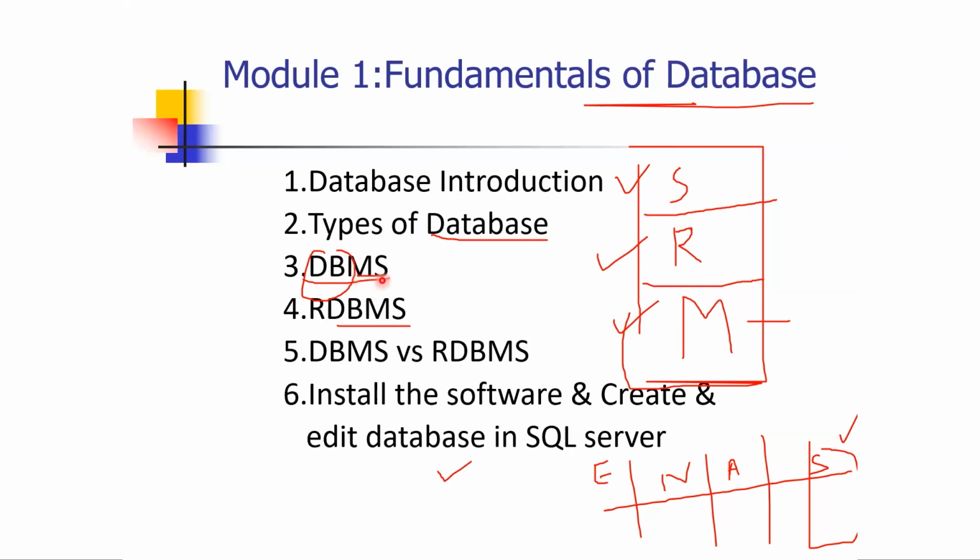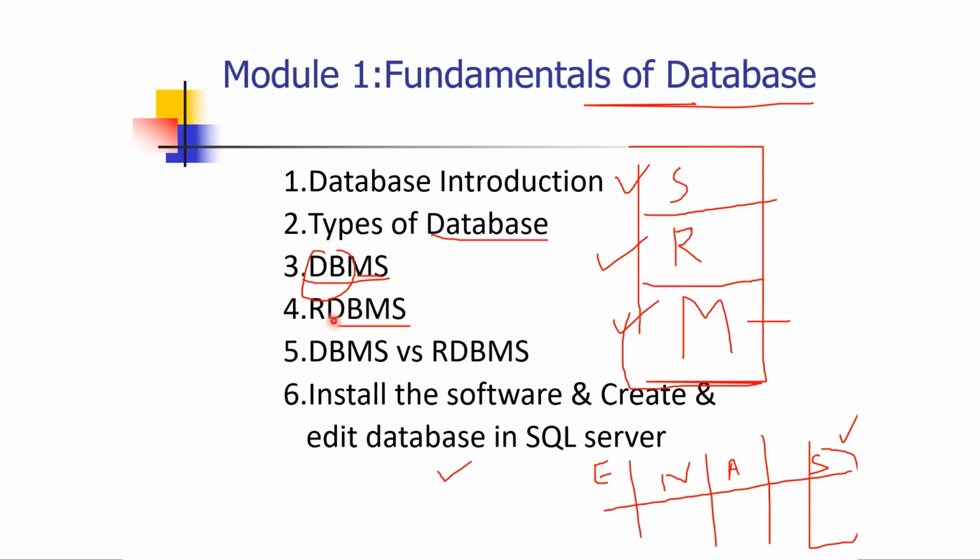So take DBMS, database management system. D for data means information. DB means the collection of information in an organized way. MS means management system, which manages that database. How to manage? So that we can easily store the data, we can easily retrieve the data, we can easily manipulate the data. That is DBMS.